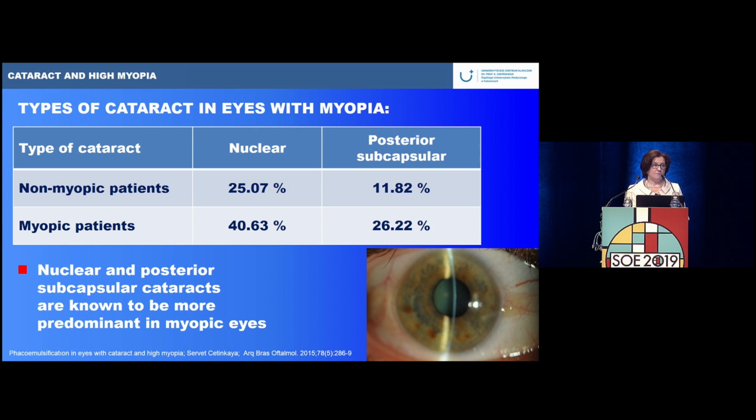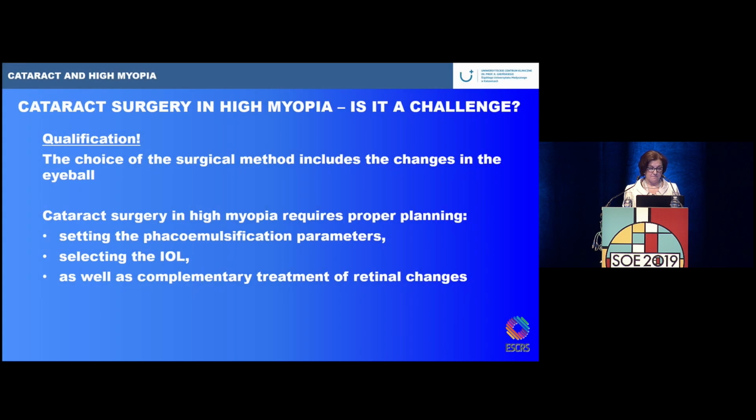But you can see the point at which cataract is most often in myopic patients, and we can notice that the nuclear cataract in myopic patients is in 40% of patients, in comparison to non-myopic eyes in 25%. The same is with the posterior subcapsular cataract. You can find this in 26% of myopic patients and in 11% of non-myopic patients. So the nuclear and the posterior subcapsular cataracts are known to be more predominant in myopic eyes.